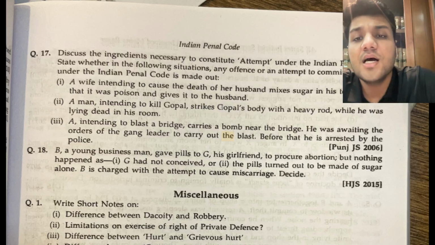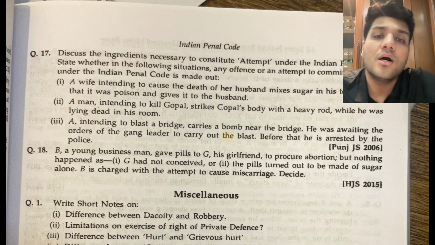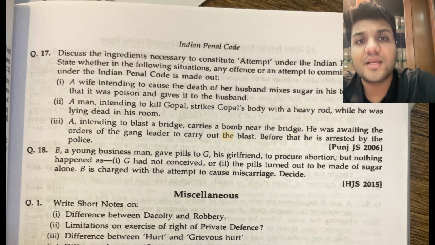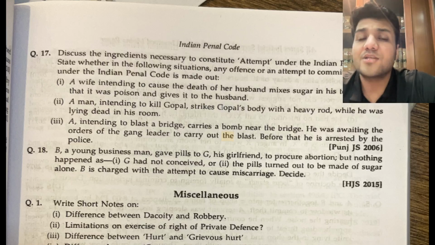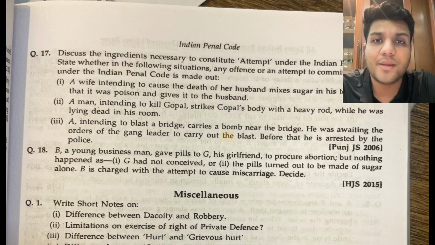Right. The second is a man intended to kill Gopal strikes Gopal's body with a heavy rod while he was lying dead in the room. This is again a form of an impossible attempt, because the thing that he is trying to do has already been done. So therefore, his act of hitting Gopal is not making any effect.